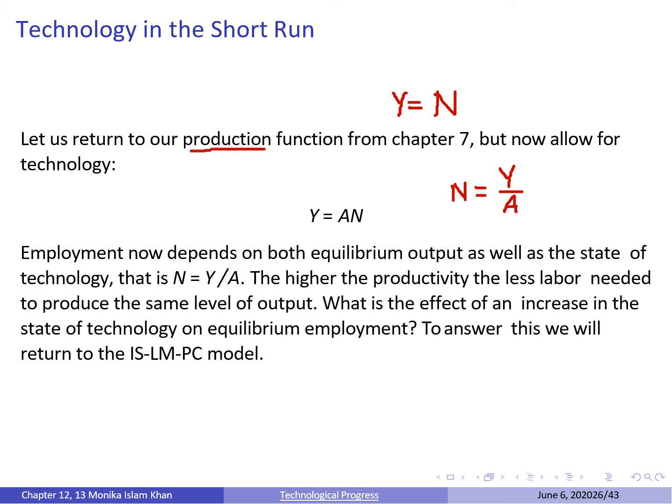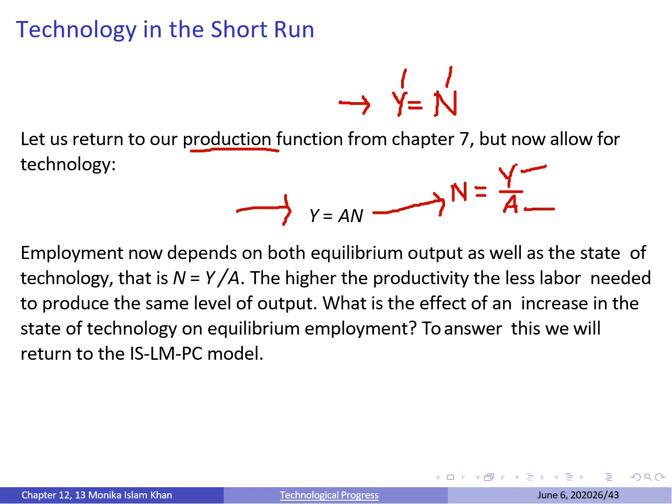Recall the production function that we used in chapter 7, where we said that our production function is Y = N, in which we can say that the level of employment in an economy depends on the equilibrium output. Now we will change and use the following production function by allowing for technology in our production function. And we can rearrange this production function to look like this. So employment now depends on both equilibrium output and the state of technology.